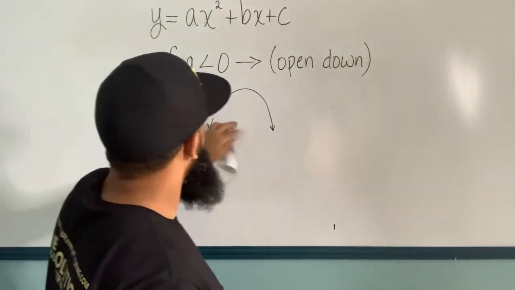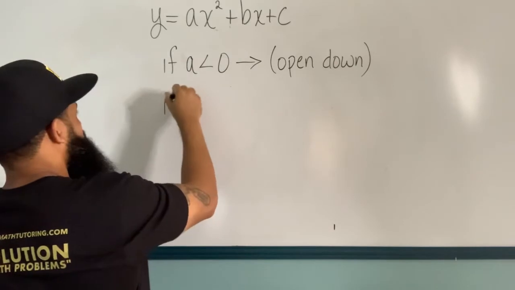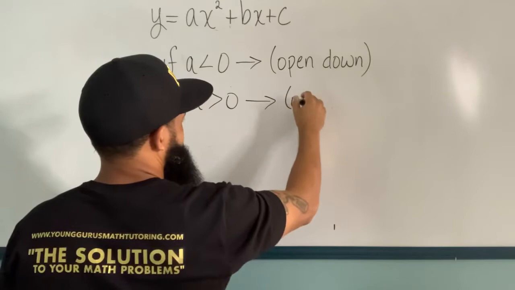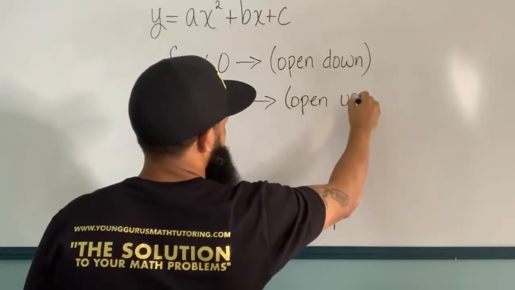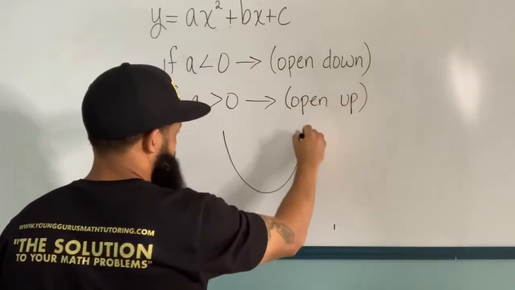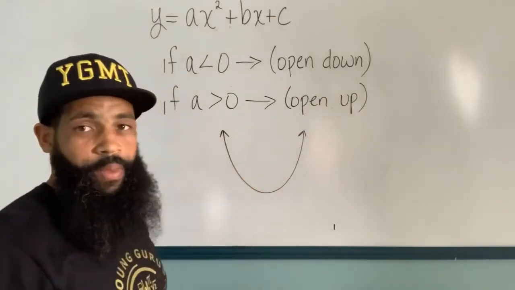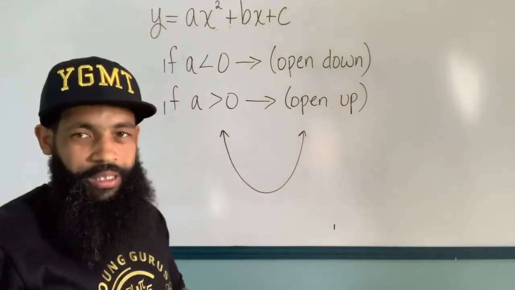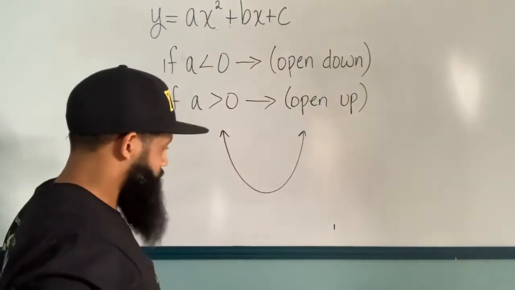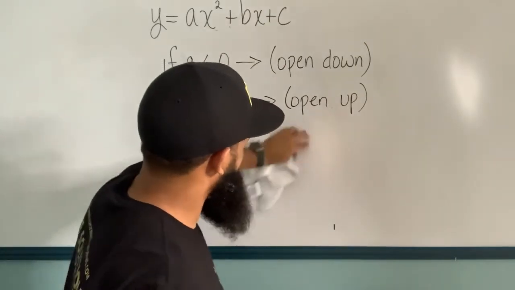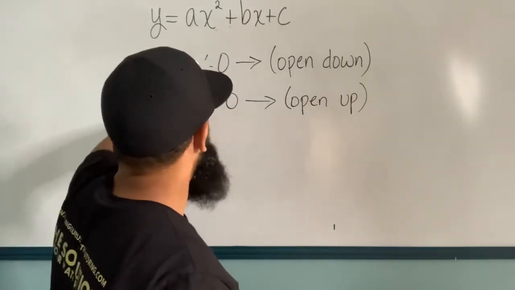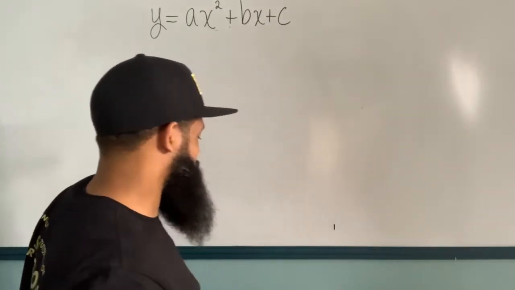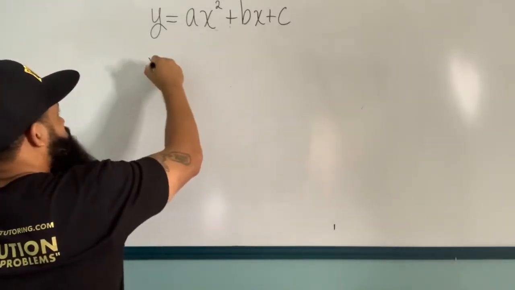Now when a is positive, so if a is greater than 0, then obviously it's going to open up. So it'll look like this. Now sometimes they're wider, sometimes they're narrower, but we'll get into that. That's a different part of this actual topic. So those are probably the two most basic things when it comes to the graph of a quadratic equation. Now, the next thing we want to talk about is the vertex.